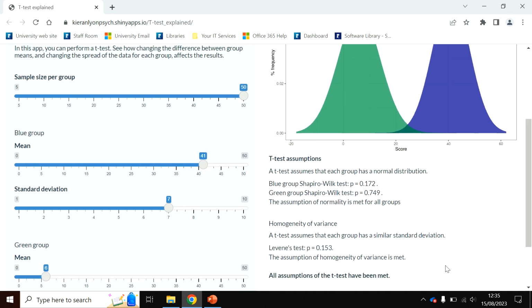non-significant, and in this case it is, because they both have similar standard deviations here, 7 and 8. Therefore, the homogeneity of variance, the assumption of homogeneity of variance is met, and both of these have been met. Therefore, all the assumptions of the t-test have been met.